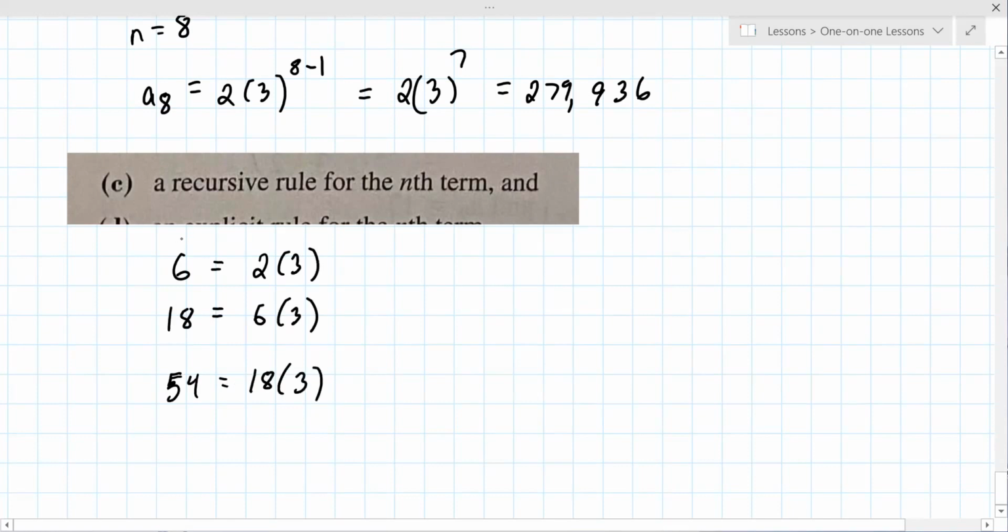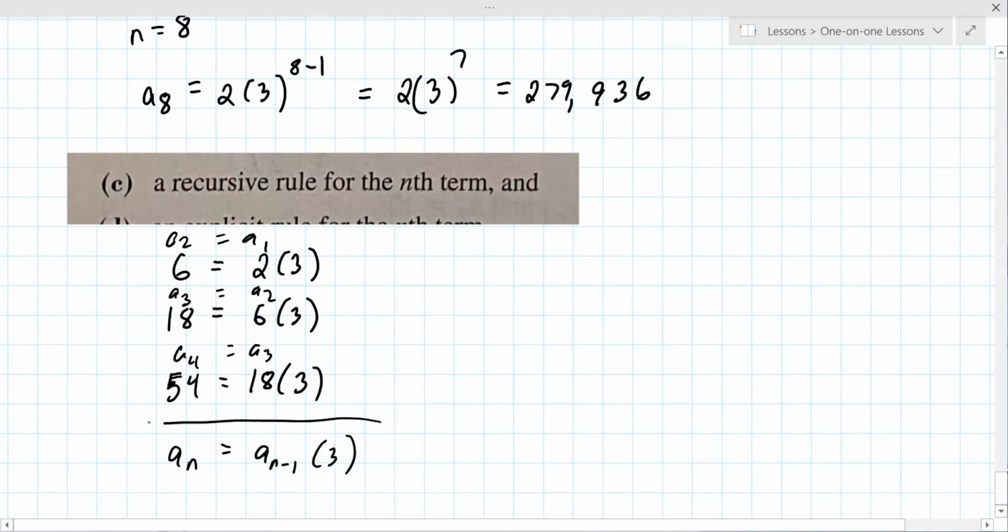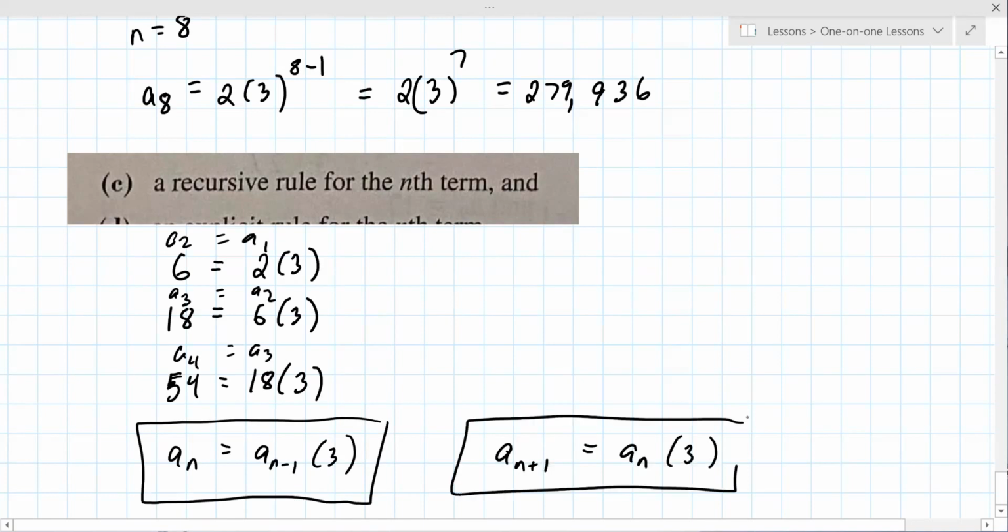So notice you're taking the next term. A2 is A1 times 3. A3 is A2 times 3. A4 is A3 times 3. So your A sub n equals A sub n minus 1 times 3. Now, is this the same as what I just wrote on the left? Does the left and the right produce the same thing? Yes. So it could be that you get one or the other.